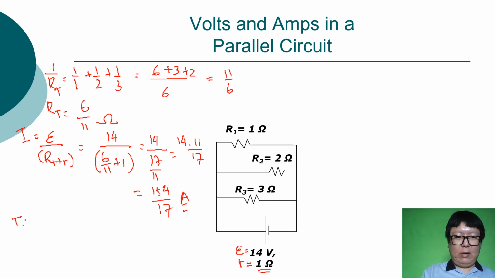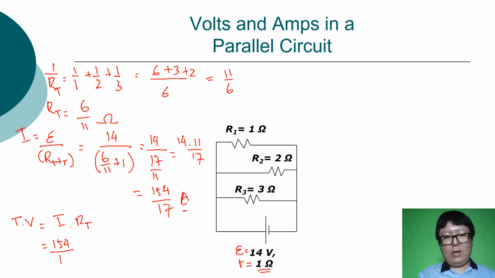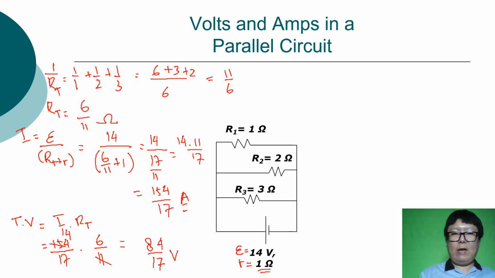Then you can count the terminal voltage. Terminal voltage is I times R total. So 154 divided by 17 times 6 per 11, right? Then this one and this one become 14. So the answer is 84 over 17 volts.